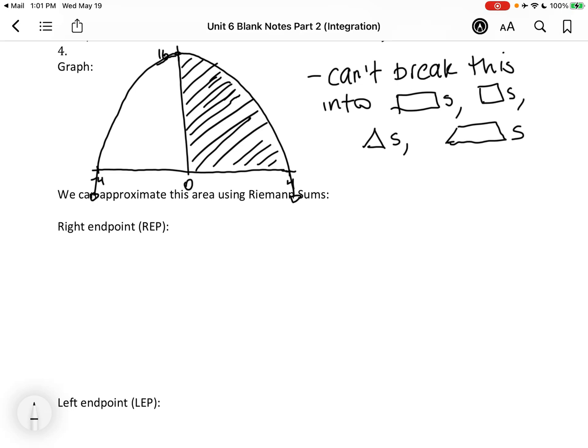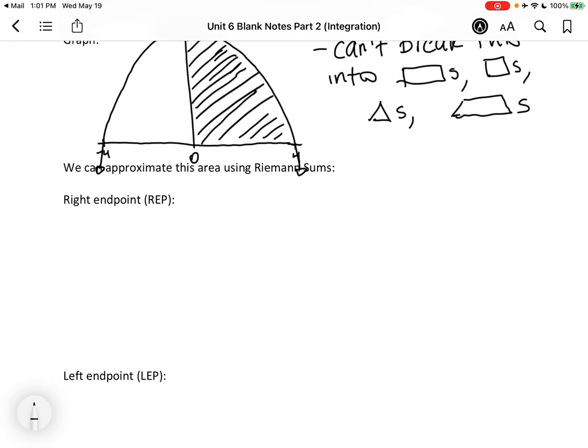The idea is that we break down the interval from 0 to 4 into a bunch of different partitions. I'm going to make things simple and just break it down into 4 partitions, because we're going from 0 to 4. So if we do that, here's 16, here's 0, here's 4.